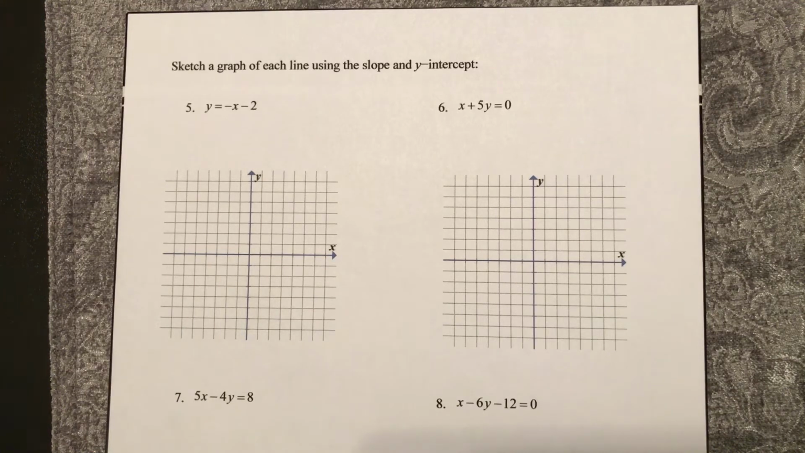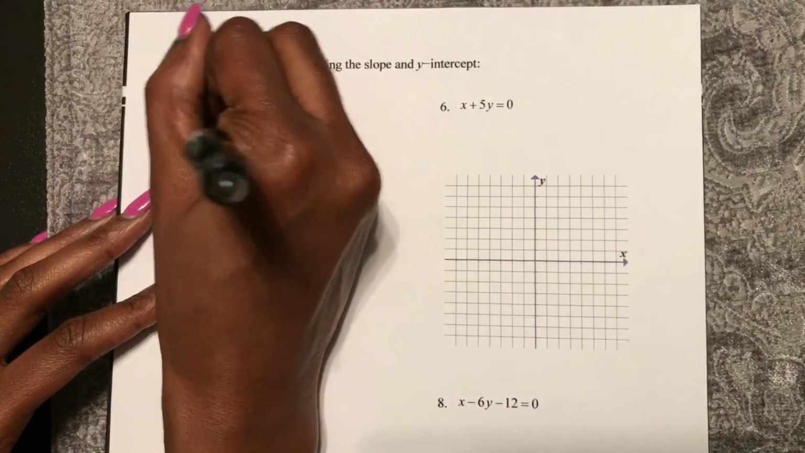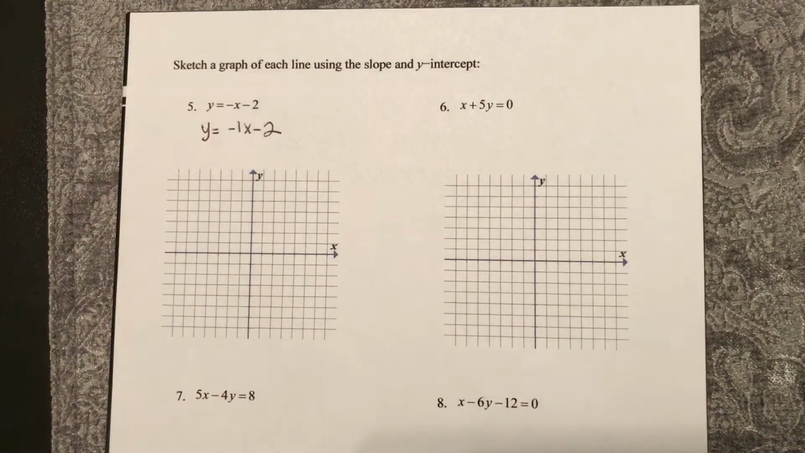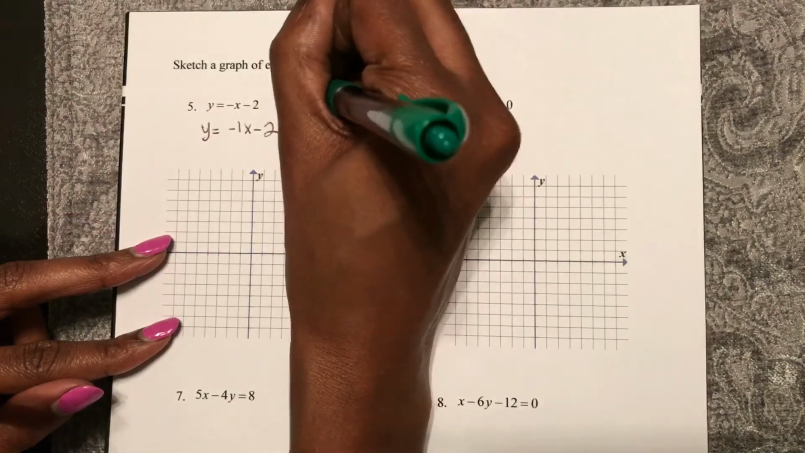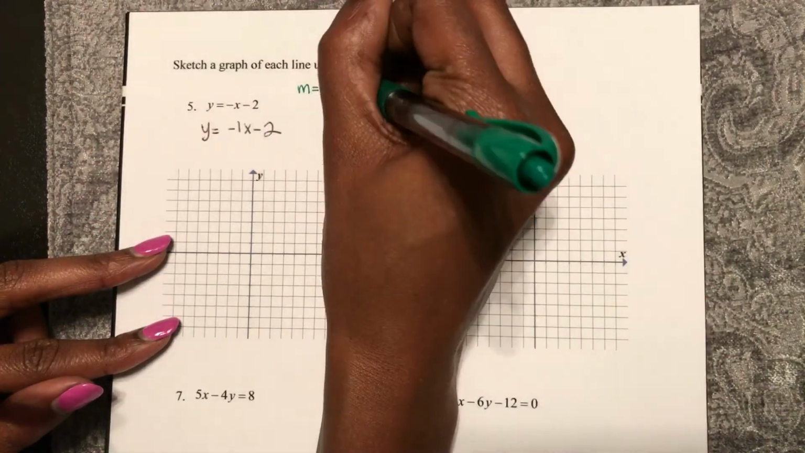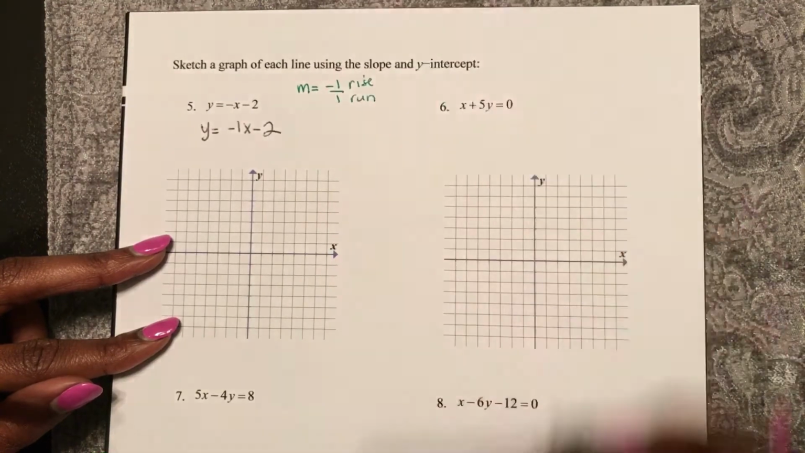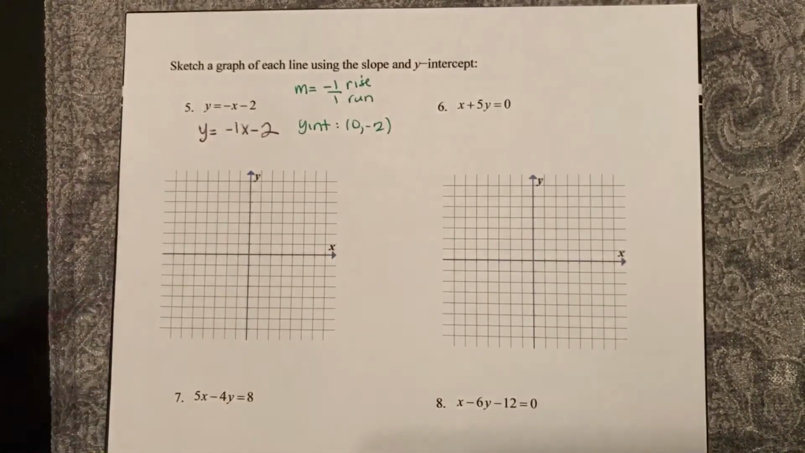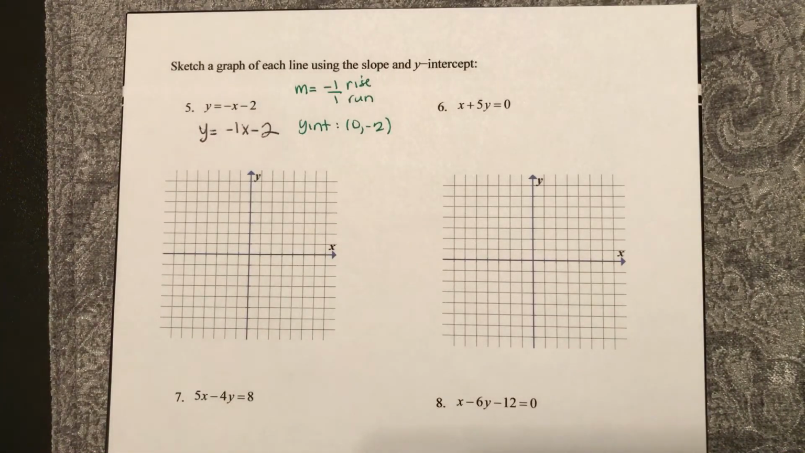All right, guys, now that we know how to find our slope and our y-intercept, we can use those values to help us graph the line. So let's look at number 5. I can rewrite this as y equals negative 1x minus 2. So from this, I know that my slope is negative 1 over 1. That's my rise and my run. And my y-intercept is at 0, negative 2. So now that I know these two things, I can quickly graph the line.